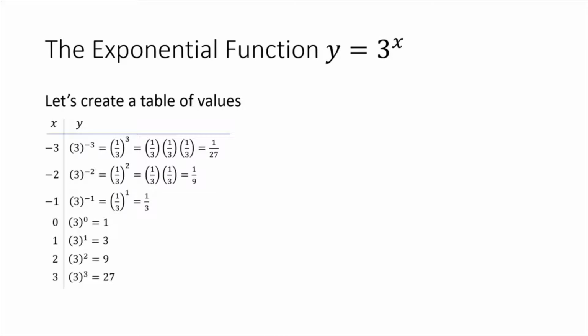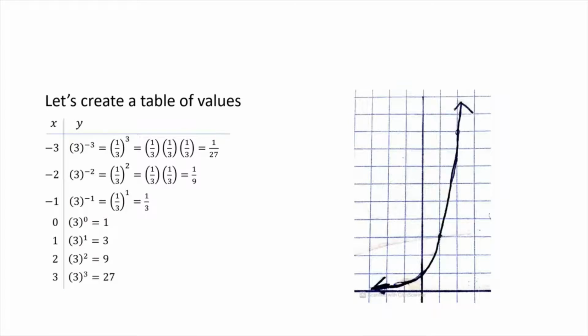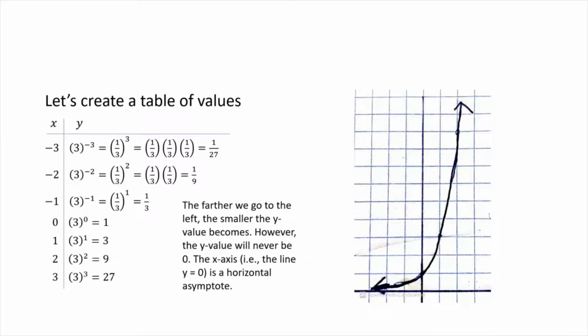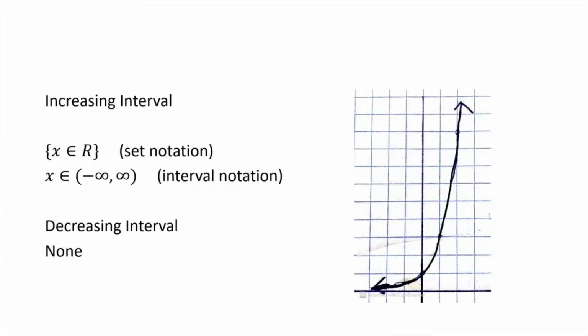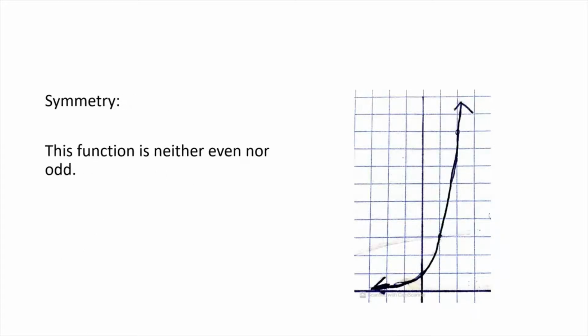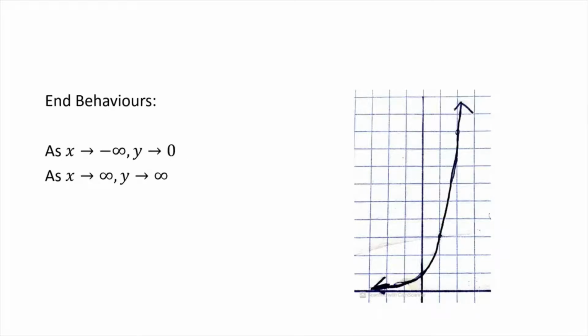Now, the exponential function 3 to the x is very, very similar to 2 to the x in a lot of ways. Different values, but a lot of the same general behavior. The farther we go to the left, the smaller the y value becomes, but it will never be 0. Y equals 0 is a horizontal asymptote. Our domain and range are the same as they were for 2 to the x. And our increasing interval is the same, and we have no decreasing interval. For the same reasons, the function is neither even nor odd, and we have the same end behaviors we had for the function 2 to the x.